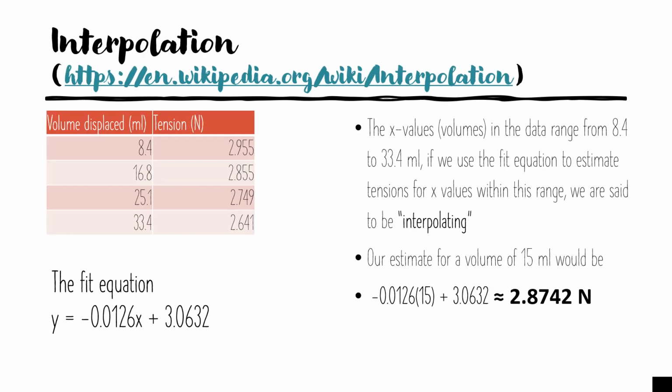So here again on the left, we remind you of what the data was, and then the fit equation that came from that data. And the purpose of the fit equation was to be able to move beyond the 4 points that we had measured. The x values in the data range from 8.4 to 33.4 milliliters. If we use our fit data and use x's within this range of data, we are said to be interpolating. For example, we can make an estimate of what we think the tension would be if the volume displaced were 15 milliliters by putting 15 into the equation and getting about 2.87 newtons.